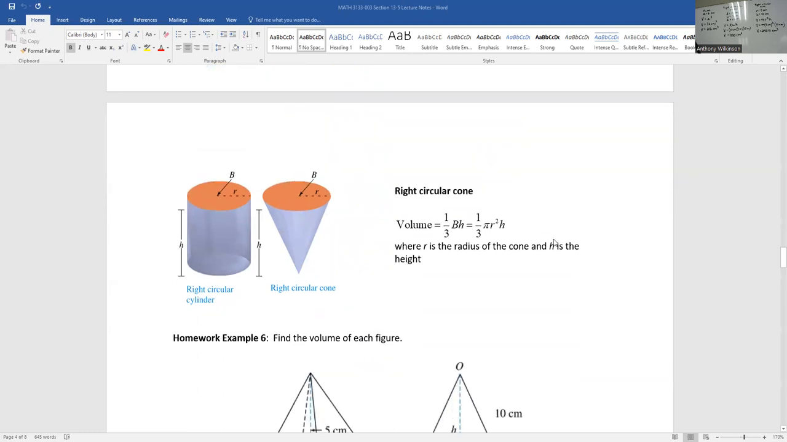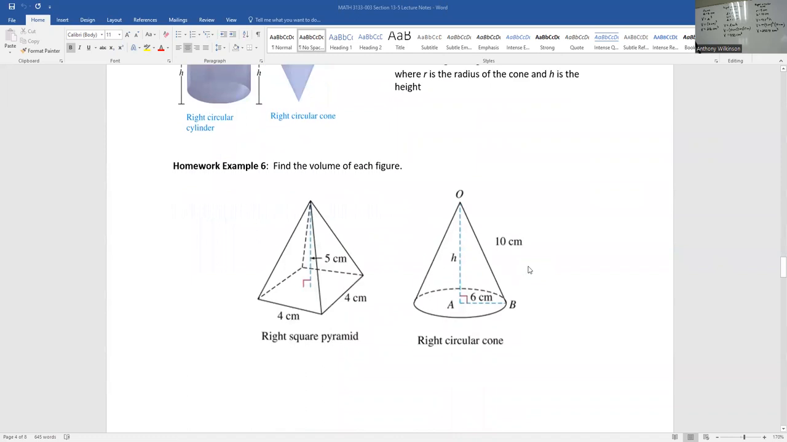And in this case here, the right circular cone, that's 1/3 the right circular cylinder, 1/3 the volume. So here we got 1/3 the base times the height, but since the base is a circle, we can say that the volume of that right circular cone would be 1/3 pi r squared times the height. So now let's look at these two examples here.